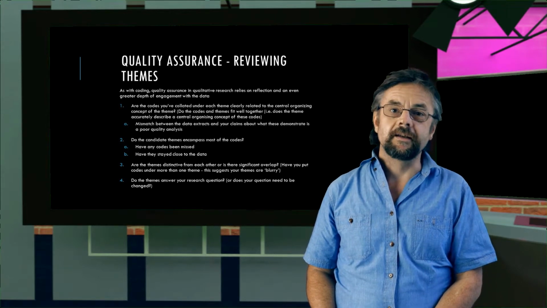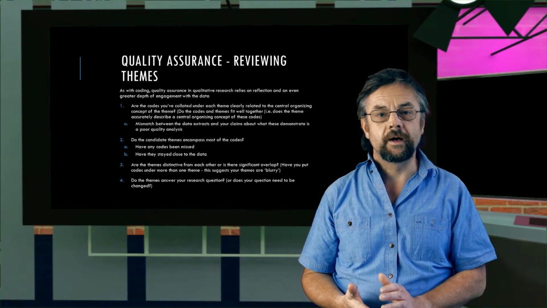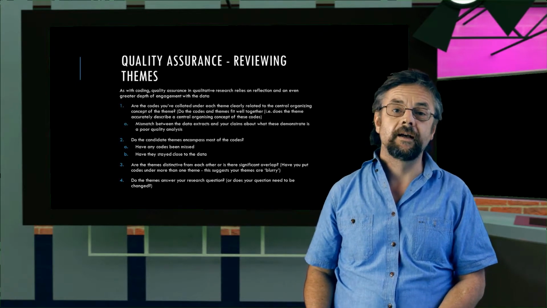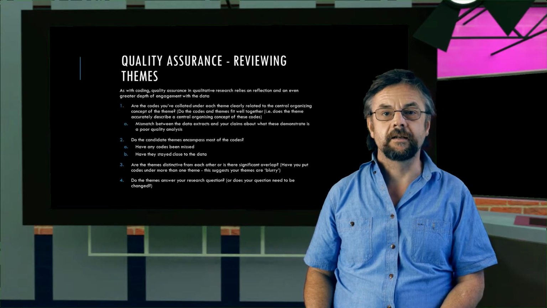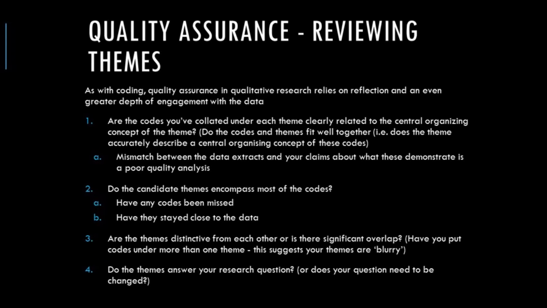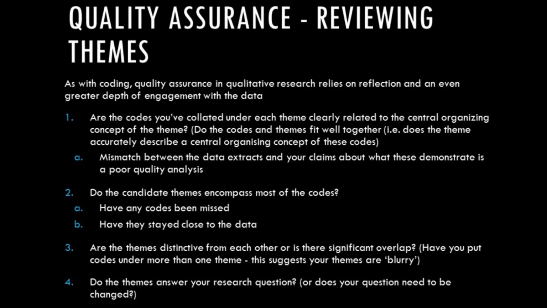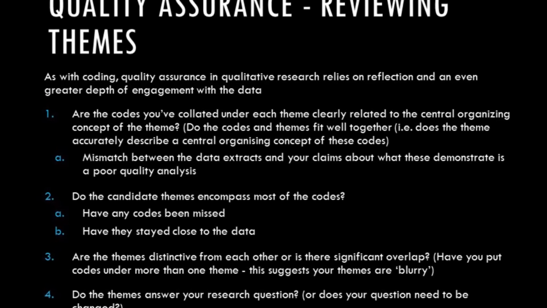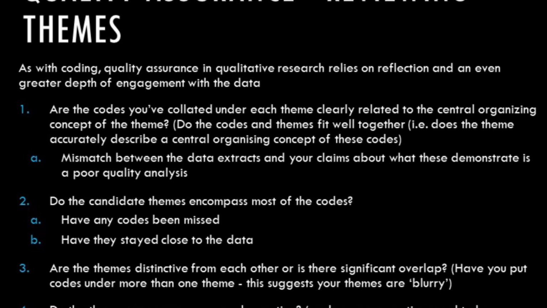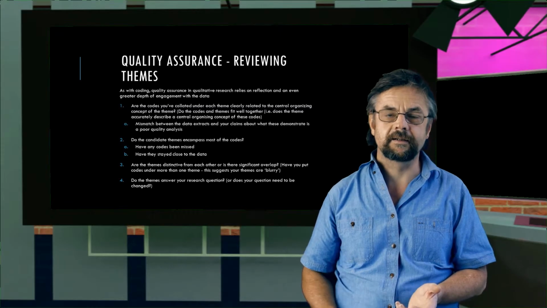Now, our next phase is quality assurance, where we review our themes. This phase, again, relies on reflection and, once again, a deep level of engagement with the data. So we can ask ourselves particular questions when reviewing our themes. Number one, do the codes under each theme relate to the central organizing concept of the theme? Do those codes fit that central concept? If there's a mismatch between your raw data and your theme, that indicates a poor quality analysis.